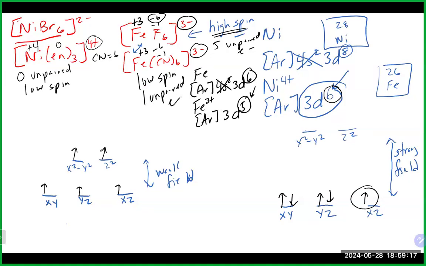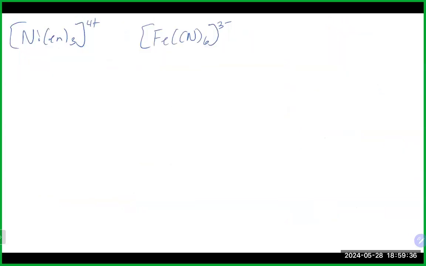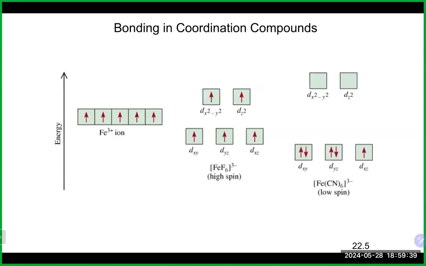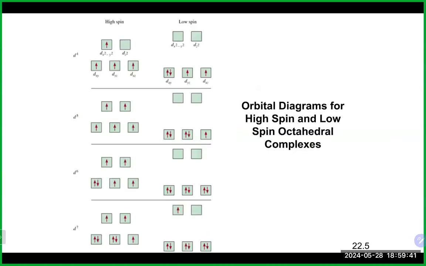That's again a very common sort of question for these: how many unpaired electrons? Would it be high spin or low spin? Any questions on how to do that? You're basically distributing the d electrons from the transition metal in the complex ion. Any questions on that? All right, so here are the different combinations of high spin versus low spin.